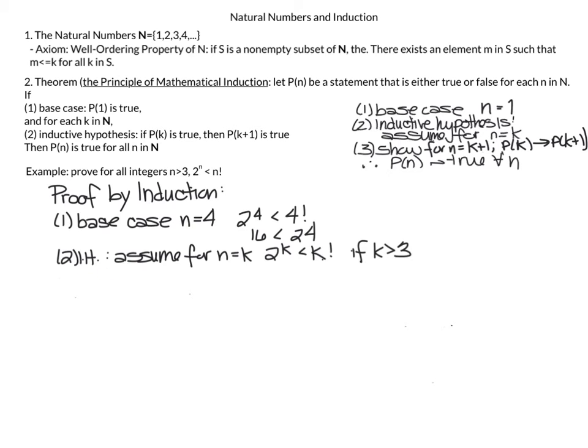Our second step, fairly straightforward again. We're going to assume for n equals k. So in other words, we're going to assume 2 to the k is less than k factorial if k is greater than 3.